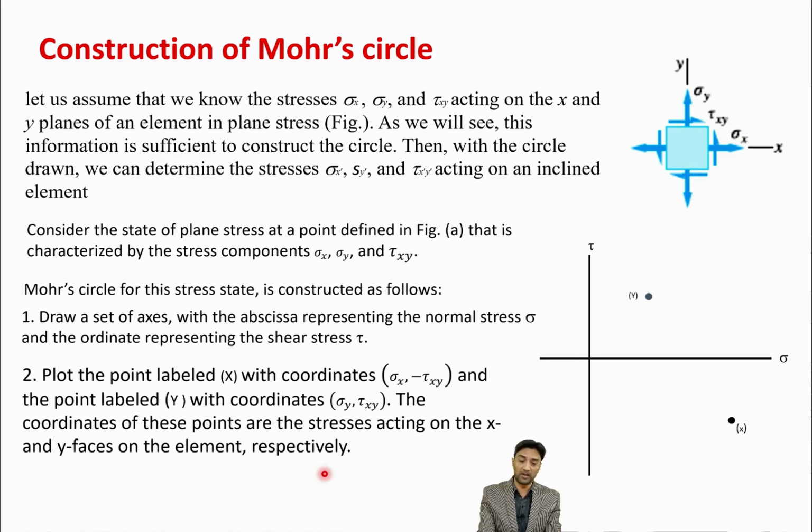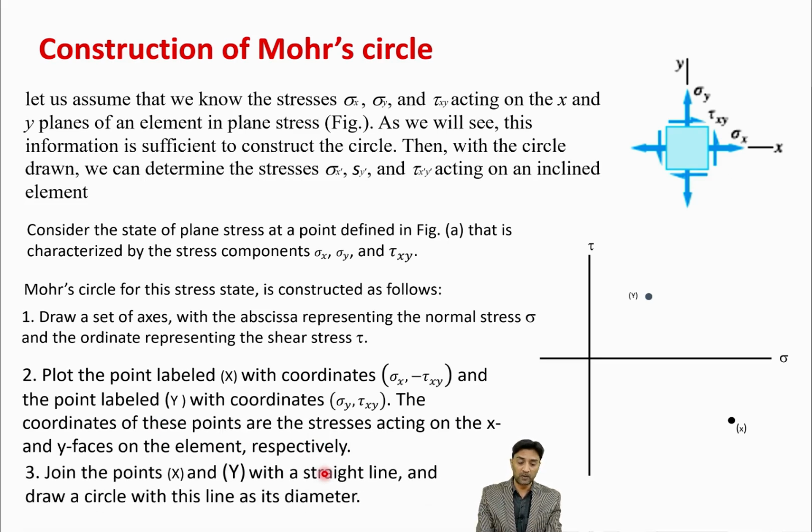Once you have done this, just join the points x and y with a straight line, and draw a circle. So this completes your Mohr circle. As you can see, this x is the stresses on the x face, and this y is the stresses on the y face. So we have these two planes, and this x is this plane, and this y is this plane.